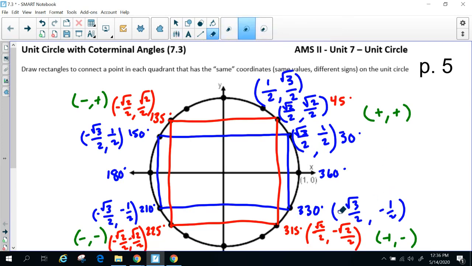Okay, so I see an error here where I said that this was negative root 3 over 2. It can't be negative if it's in quadrant 4. X values are positive, Y values are negative.